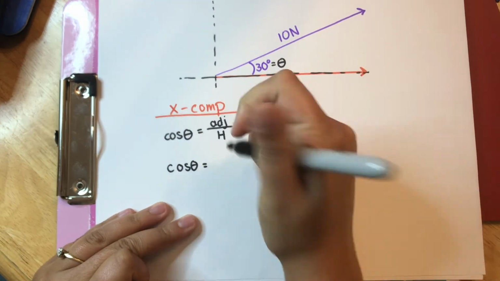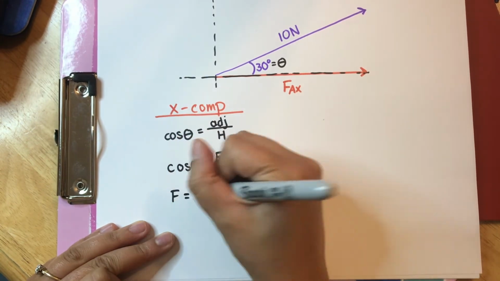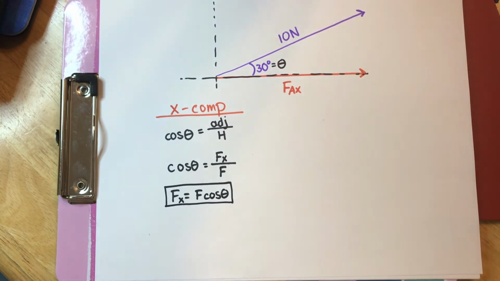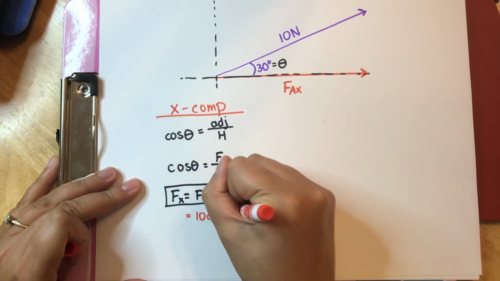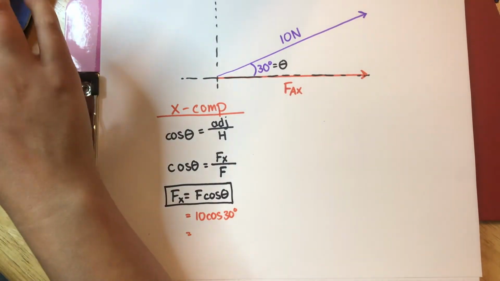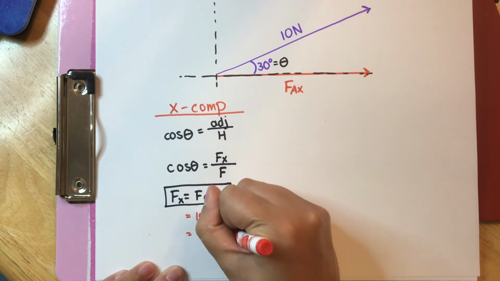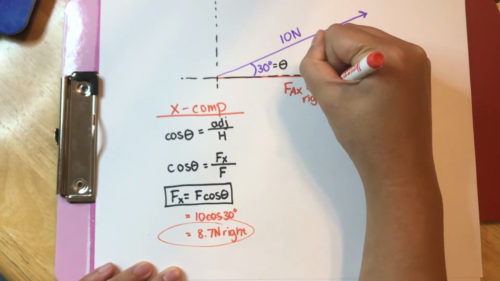And as long as you choose theta, or the angle, to always be from the horizontal, you'll always be able to use this equation here. Fx is equal to F cosine theta, where F is the value on the hypotenuse and theta is the angle from the horizontal. In this case, F cosine 30 degrees, or 10 cosine 30, gives me 8.7 newtons to the right.